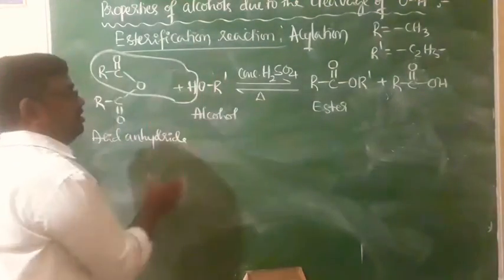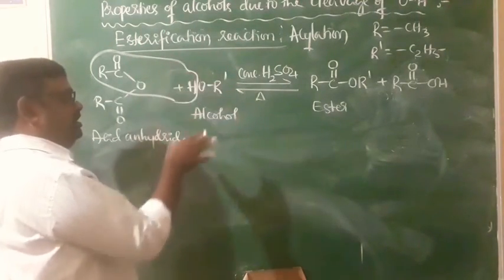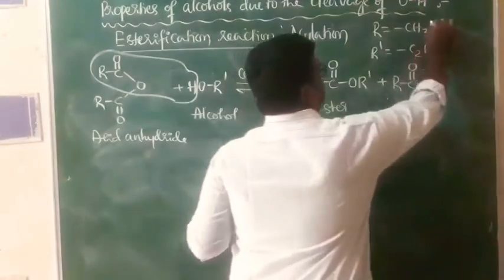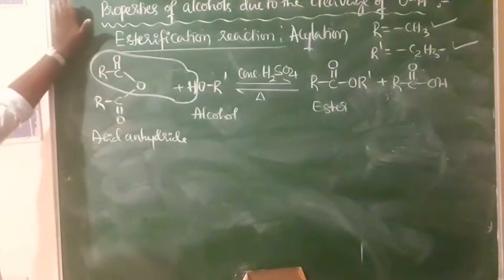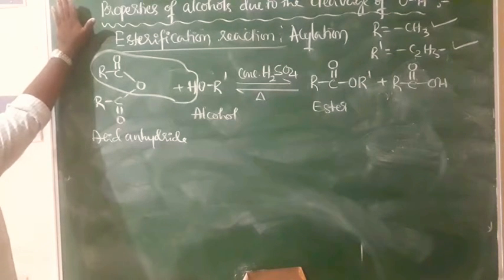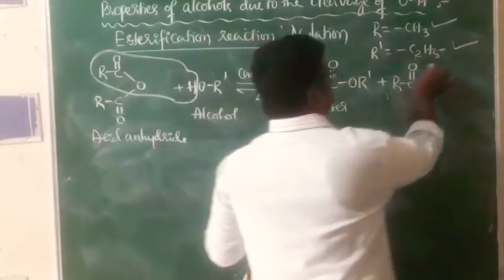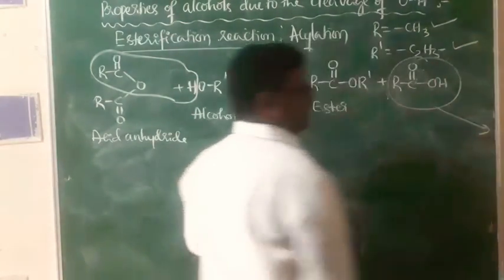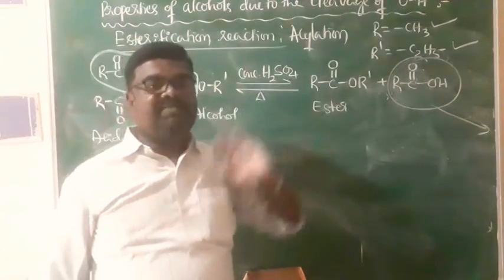I want you to write the same type of equation as an example for this, by taking R as CH3 and R dash as C2H5. This is esterification by using an acid anhydride. Here also, the main role of concentrated sulfuric acid is to remove the carboxylic acid from the equilibrium, so that the equilibrium can be shifted in the forward direction.